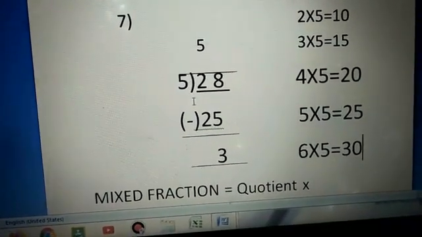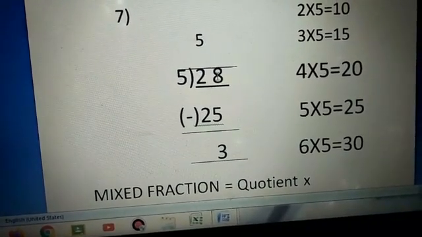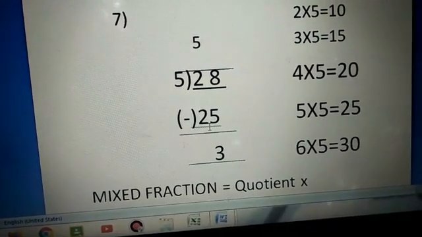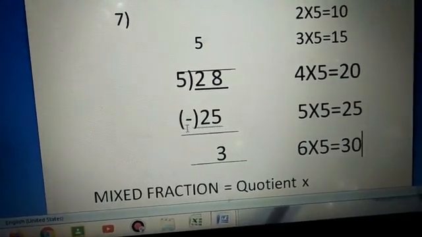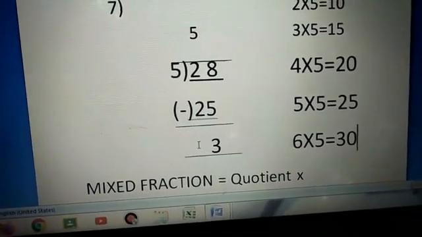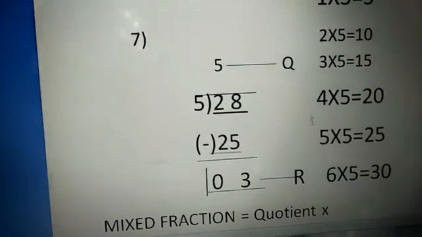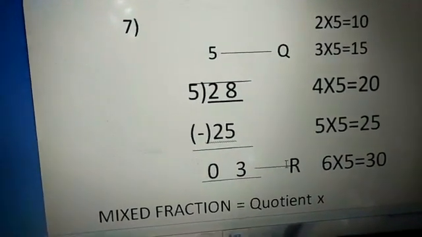5 5s are 25. Then 8 minus 5, I get 3. Then 2 minus 2, what comes, children? Very good, 0. So our quotient is 5 and remainder is 3, children.